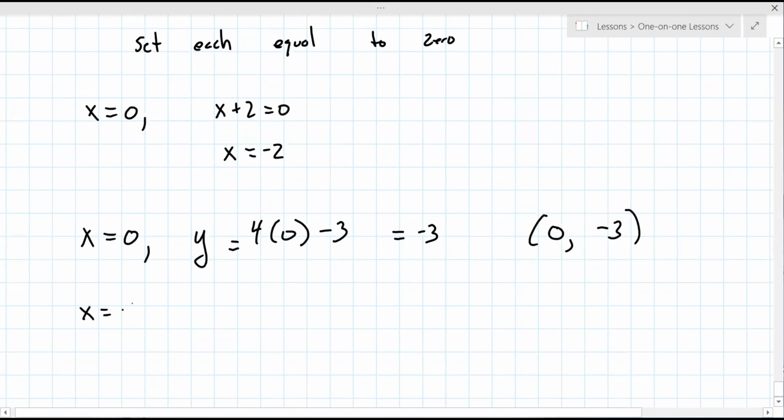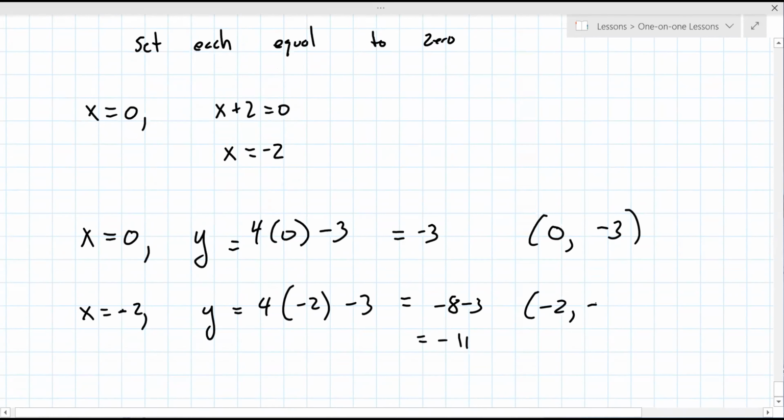If x is -2, I'm going to use the same y equation. It doesn't matter which one you use, but choose the simpler one. This becomes -8 minus 3. That's -11. So we have -2, -11.